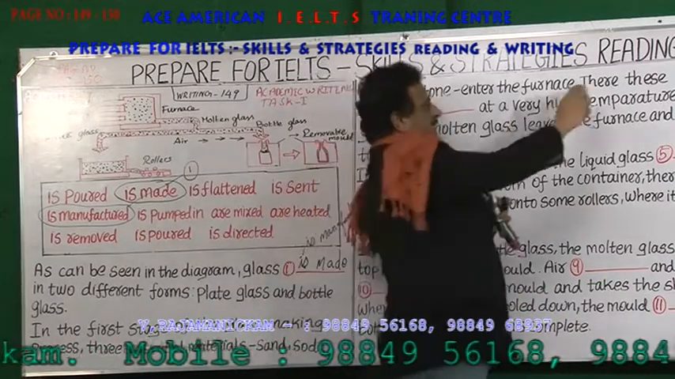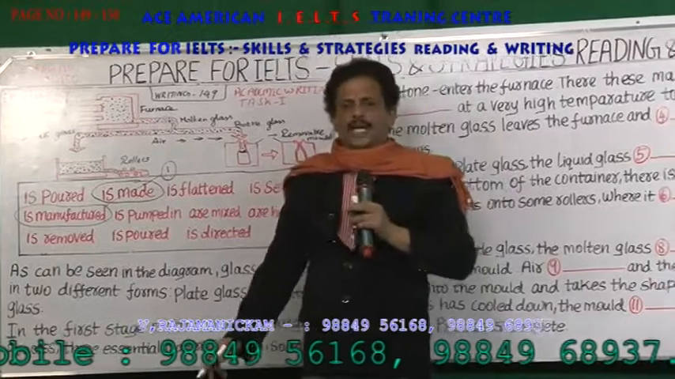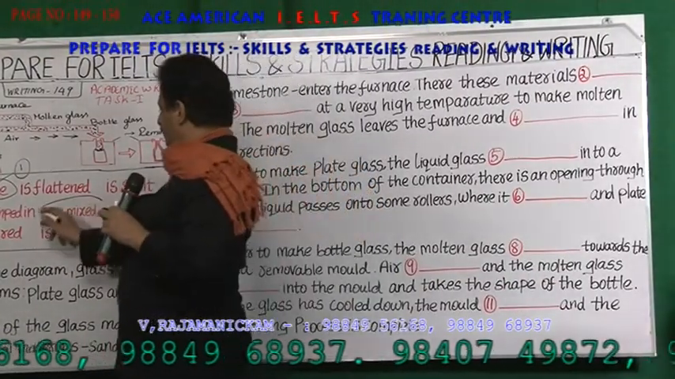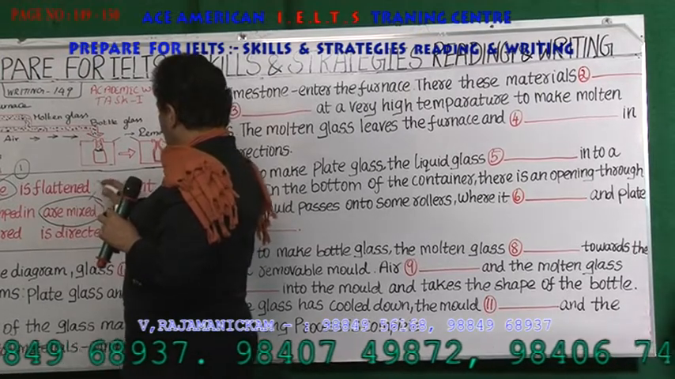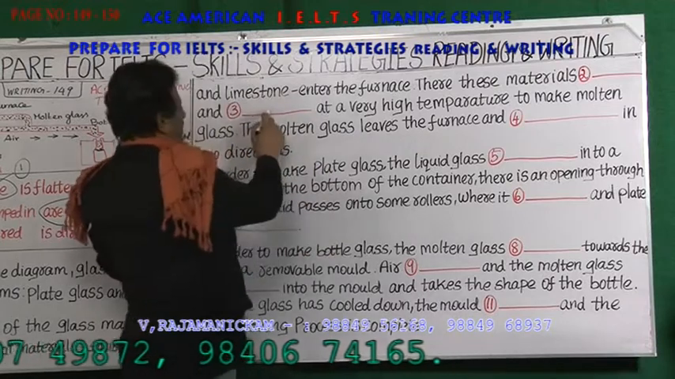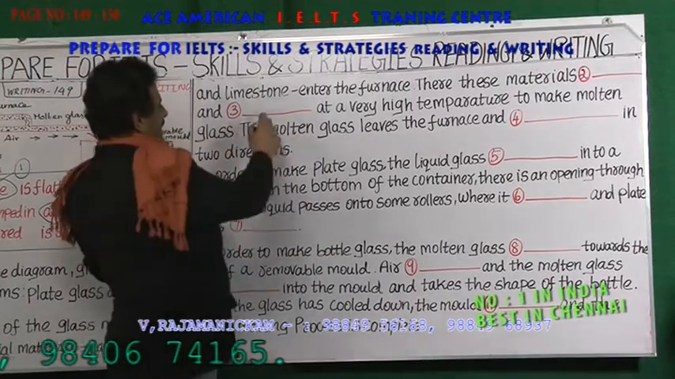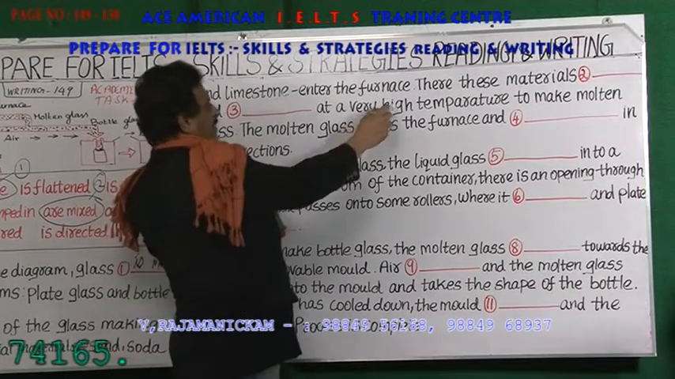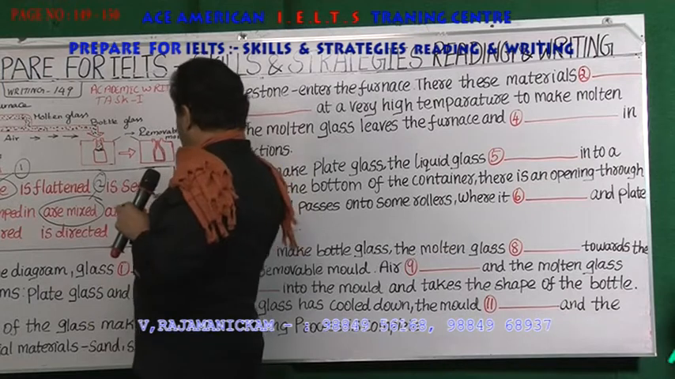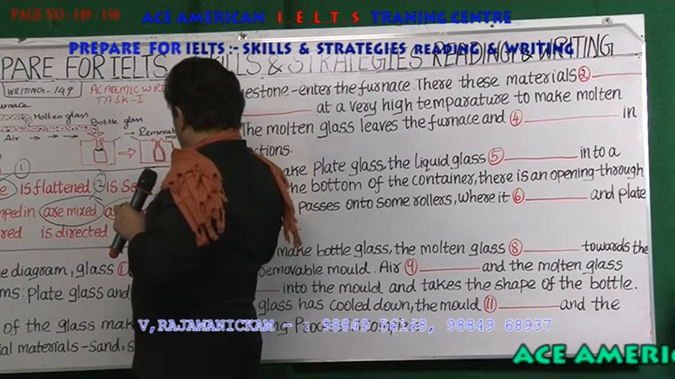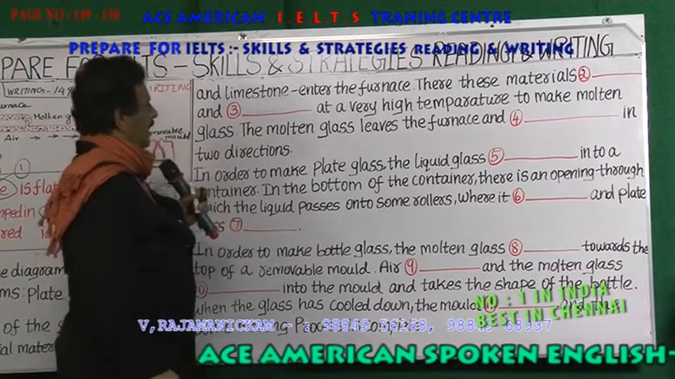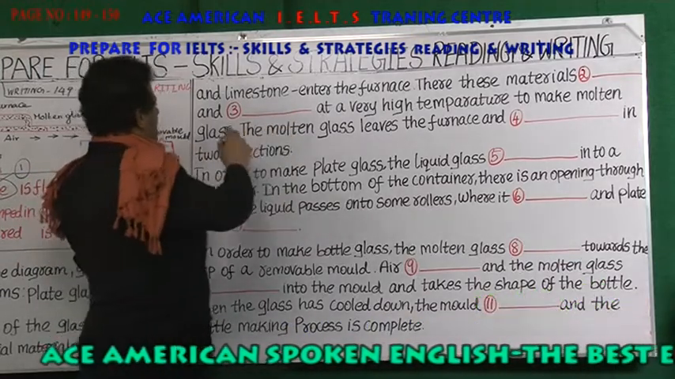Here, number 2, these three materials, soda, limestone and sand, are mixed because it's in the plural. So "are mixed" is number 2, right, sir? And what is the third? Number 3, at a very high temperature. Obviously the answer should be heated. So "are heated." This is number 3. Are heated at a very high temperature to make molten glass.